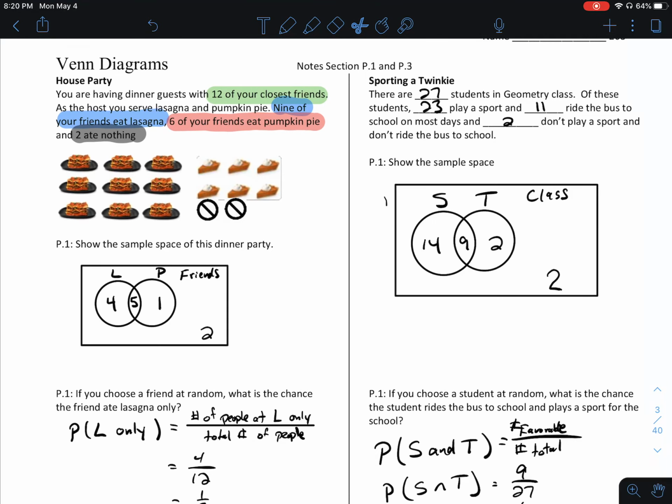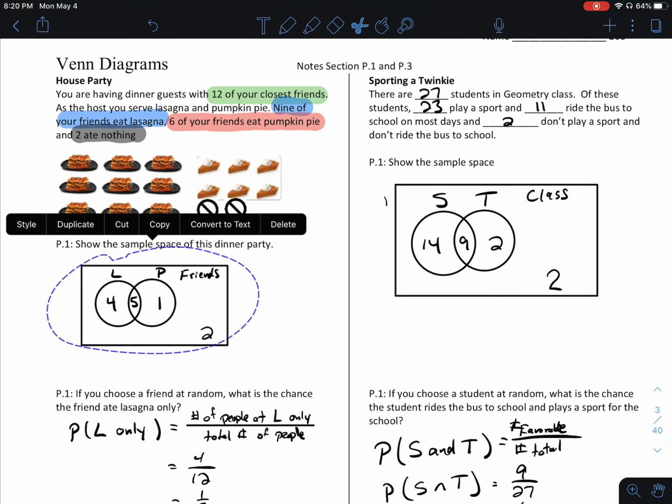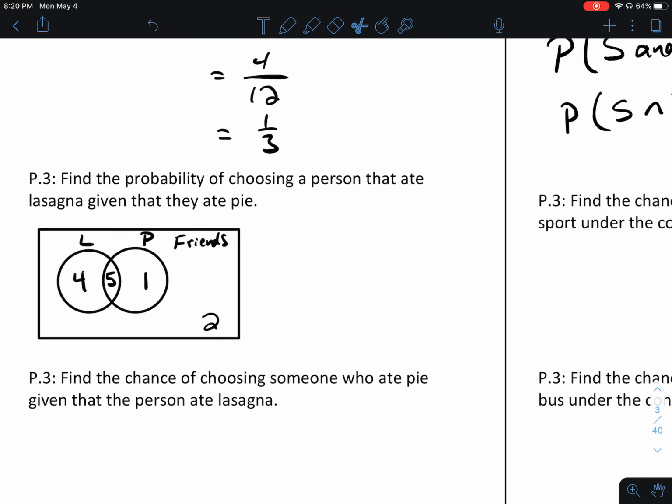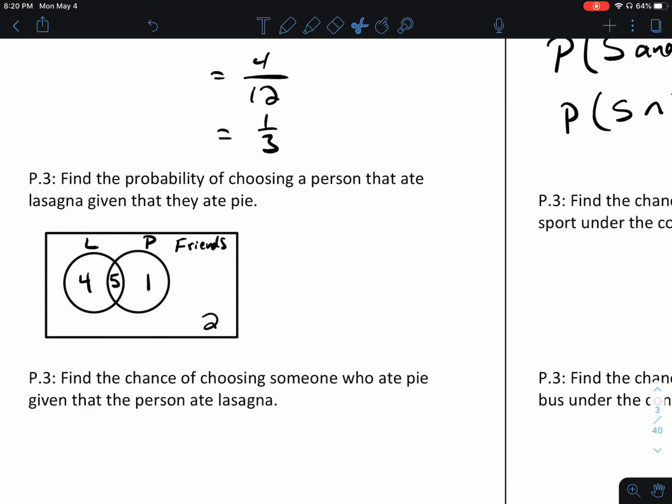Let's take, for example, this picture right here. If you look at question 3, it says, find the probability of choosing a person that ate lasagna given that they ate pie. We could write this symbolically as find the probability that a person ate lasagna given that they ate pie. This symbol here is "given." This is under the condition that this has already been met.